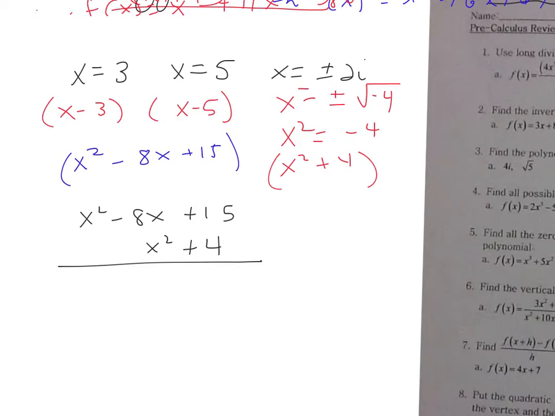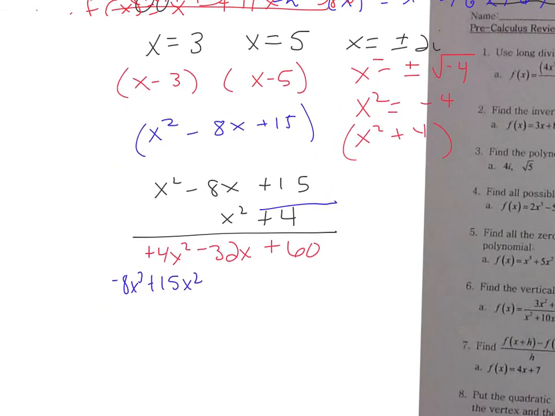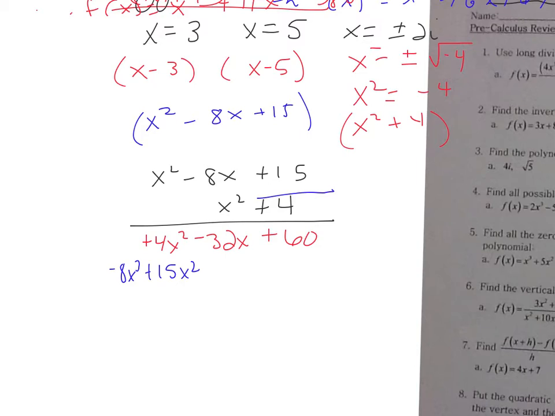All right, so 4 times 15 is 60. 4 times negative 8x is negative 32x. 4 times x squared is positive 4x squared. X squared times 15 is 15x squared. X squared times negative 8x is negative 8x to the 3rd. And then I have x squared times x squared is x to the 4th.